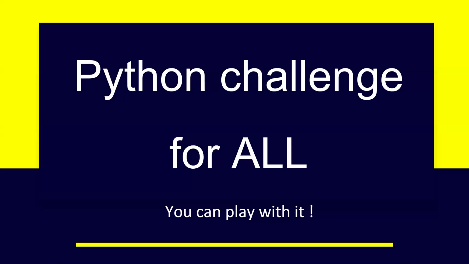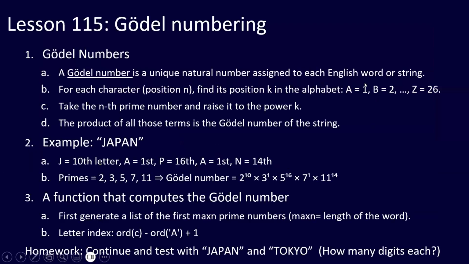Hello. So let's continue our work on Gödel numbers. Last time, I explained what a Gödel number is. It's a unique natural number assigned to each English word or string. Of course, we can enhance it to accommodate any symbols as well, but anyway, today we are trying to do only upper cases from A to Z.